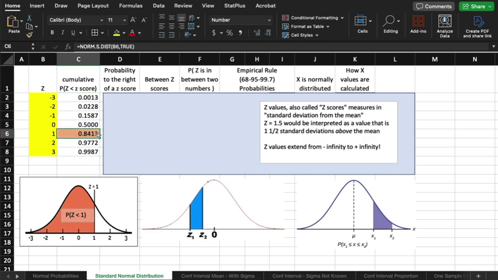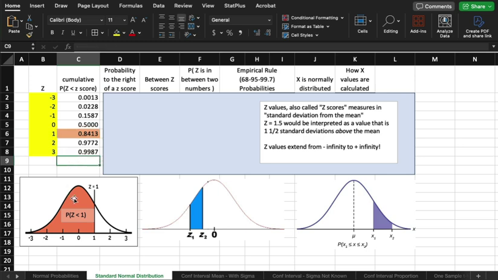I've highlighted the number that you see here in C6, and I've colored it in orange because that is the probability that is shown in the graph, because that's the one associated with a z-score of +1, right? So when z is equal to +1, the total probability of anything occurring to the left of that is 0.8413, or 84.13% of the time.